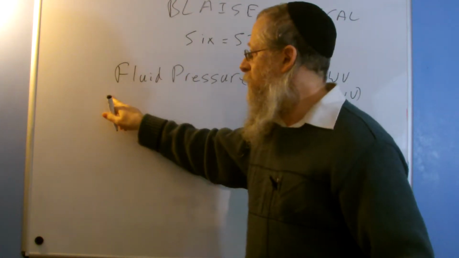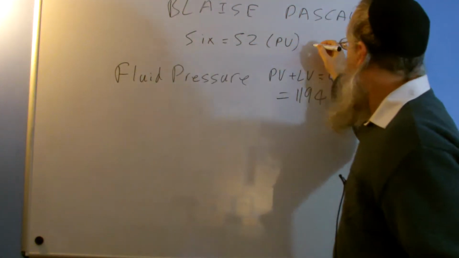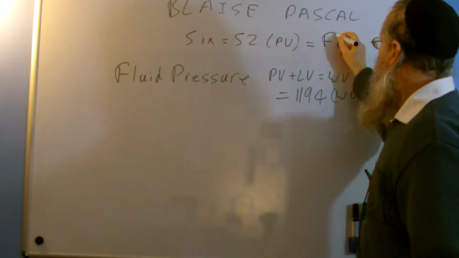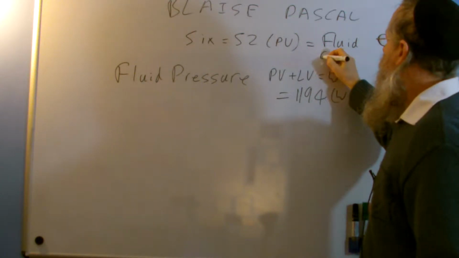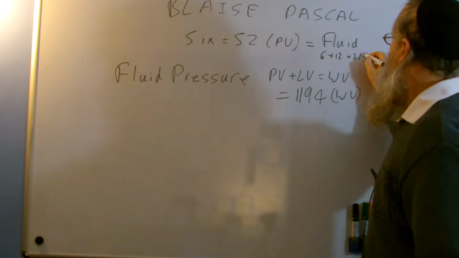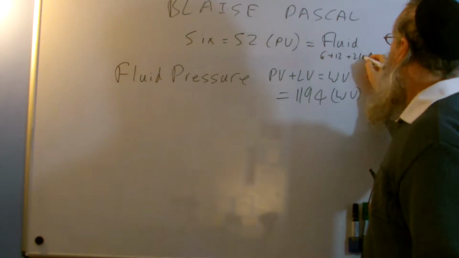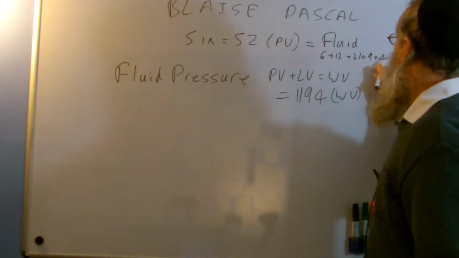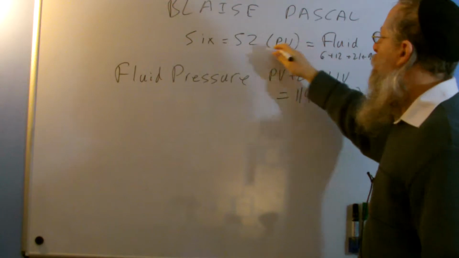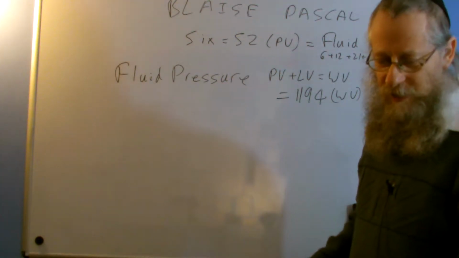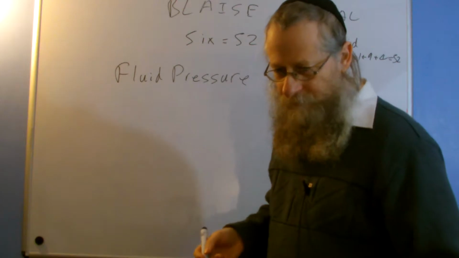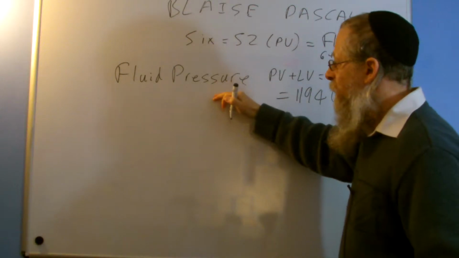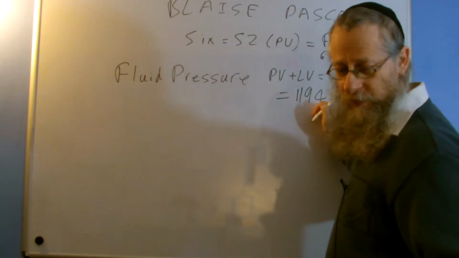F is 6, and the word 6 is 52. So I was going to put up here that 6 is 52, and that equals fluid, because fluid is 6 plus 12 plus 21 plus 9 plus 4. Okay? And that's 18, 39, 48, 52. It's also 52. So fluid and 6, just connection to the number of letters in his name. So we have the whole value, these two together, of fluid pressure to be 1,194.